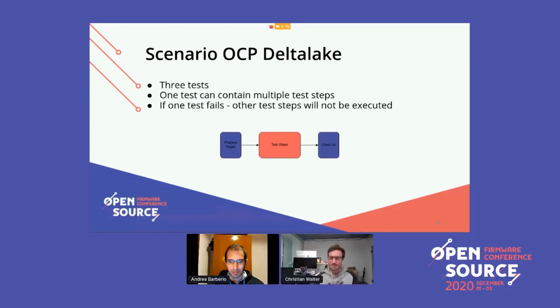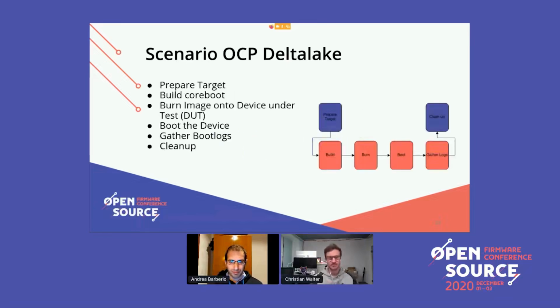How did we do it? So we specified 3 tests. Each test actually can have multiple test steps in it. And if one of the test steps within a test fails, the other ones will not be executed anymore. So what we did is we divided that into 3 tests. The first step is the preparation of the target. We need to pass around some SSH keys, need to do some cleanup maybe from the prior job or so, so that we have to prepare the environment somehow. That could also involve, for example, provisioning the device under test with a proper Linux system, right? So that is something that always needs to run.